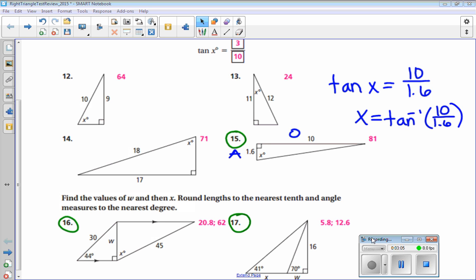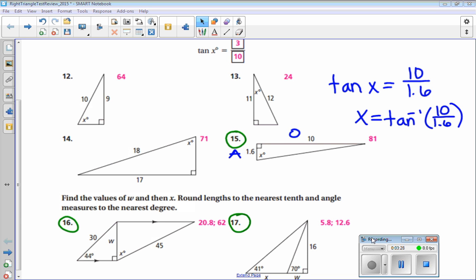And we're going to simply just type in the inverse tangent of 10 divided by 1.6. And I get 80.91. Did it ask you for the nearest degree? So that would be 81 degrees to the nearest degree. Okay? Any questions about that one before we get to the more complicated ones?